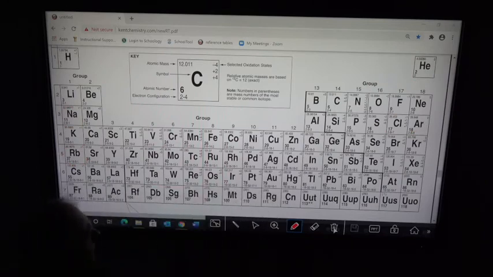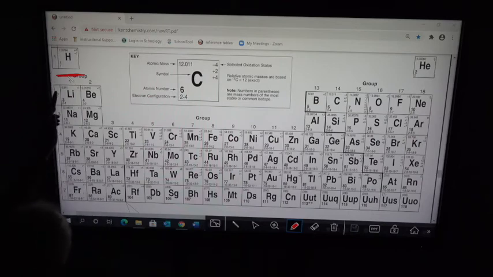Now, the next thing we have to talk about is the groups. We already said that all the elements in group 1 are in group 1 because they only have one valence electron. And I said before in a previous video, hydrogen is in group 1, but it's split off. It's split off because hydrogen's a gas, and these are metals. But it's still put in group 1 because it's got one valence electron.